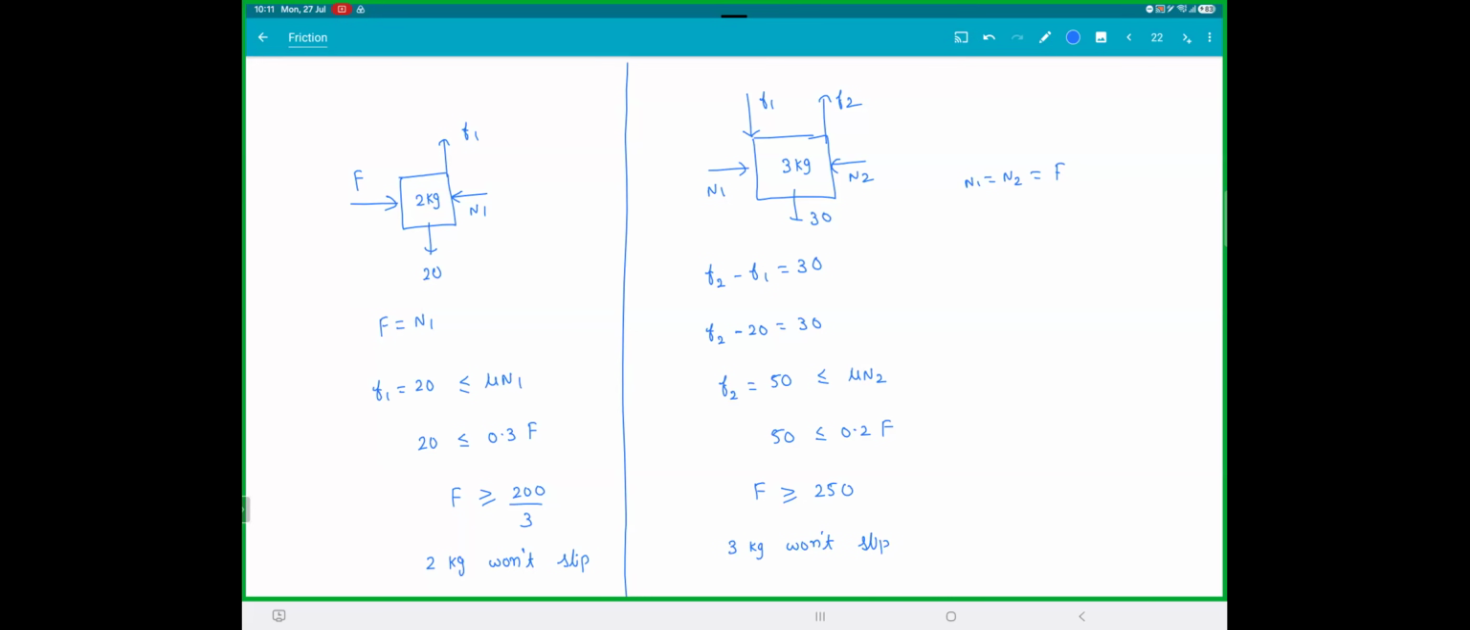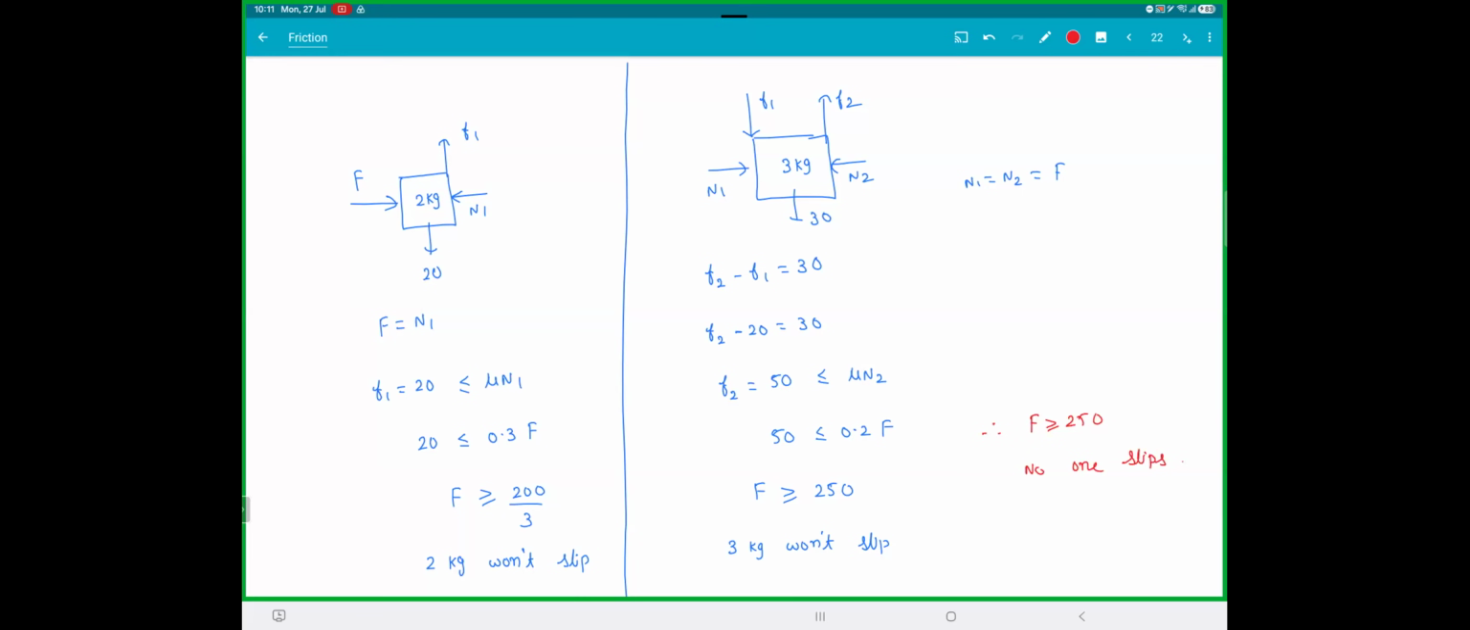Now you tell me, how much should I give so that no one slips? 250, right? If I give 250, 3 kg won't slip. If I give less than 250, maybe 2 kg won't slip, but 3 kg will slip. So therefore, if F is greater than or equal to 250, no one slips. You take the bigger value. Answer is 250. Is that logic making sense?